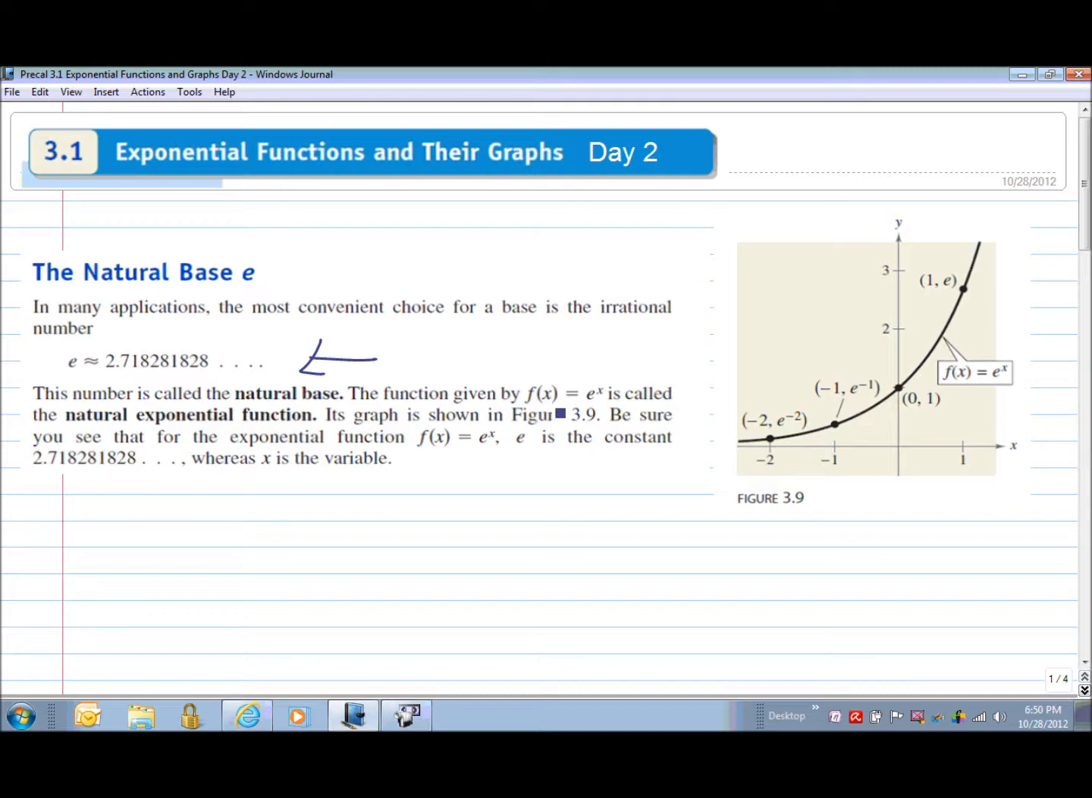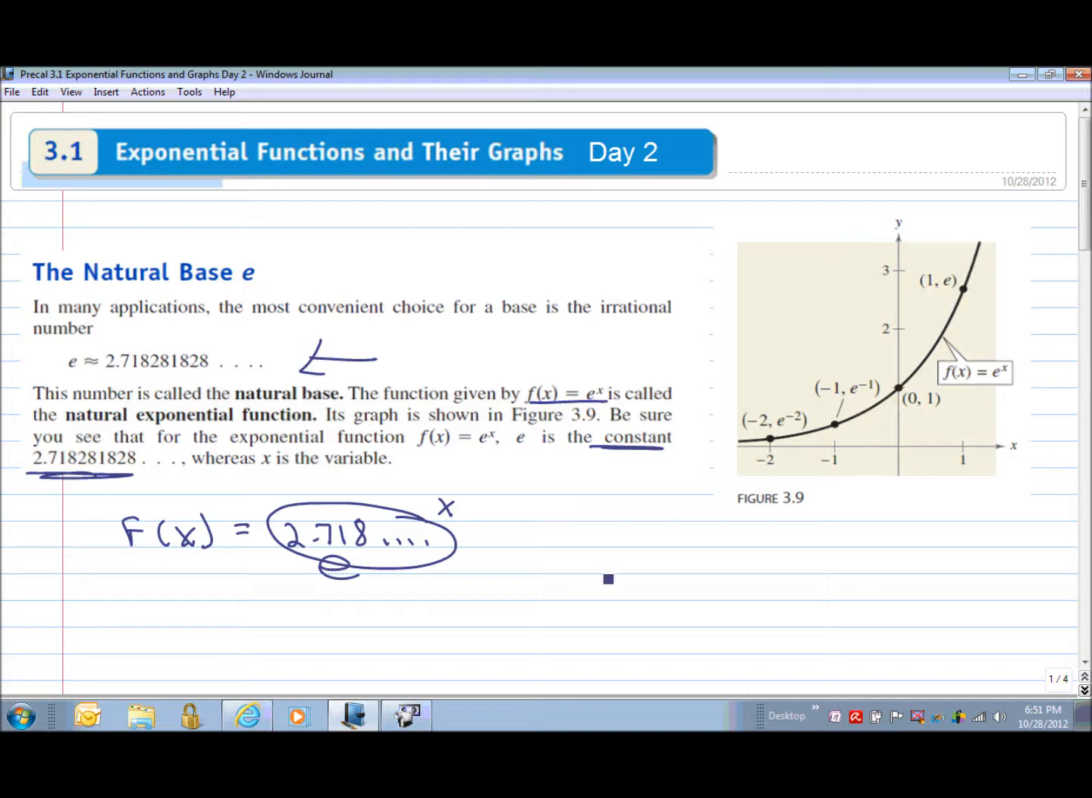The function is given by f of x equals e to the x. E is just really the base. So you technically could have written this as f of x equals 2.718... to the x power. But this is such a special number, sort of like pi, that we give it its special letter called E. It's also got a special button on our calculator as well. Be sure that you see that for the exponential function e to the x power, E is the constant. It's not an exponent. X is the variable. E is the constant. It just happens to be an irrational number.